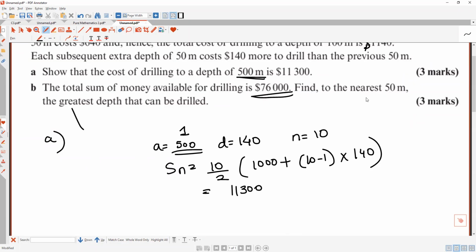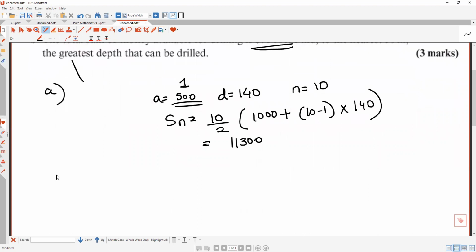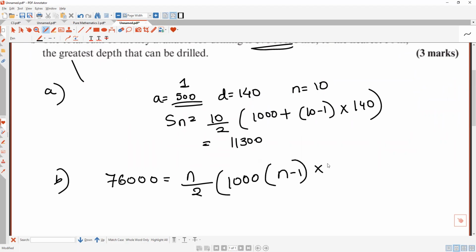Now, they said the total sum of the money available is this much. So, how much can they dig? At what depth can they go? They have a budget of $76,000. Okay, so what budget do they have? 76,000, na? So let's see, the total money is 76,000. Again, Sn is n by 2, again 1,000, right? n minus 1 into 140. Okay, I will give you guys the chance. Do this and find for me how many times can they dig.